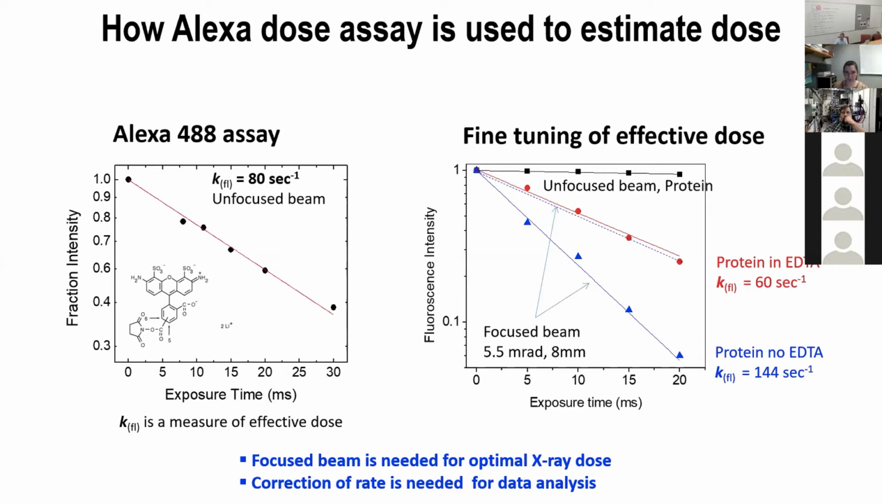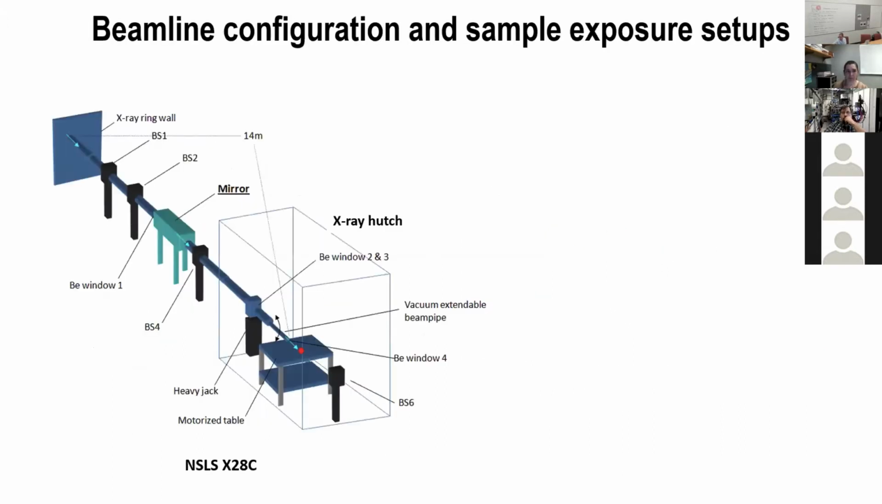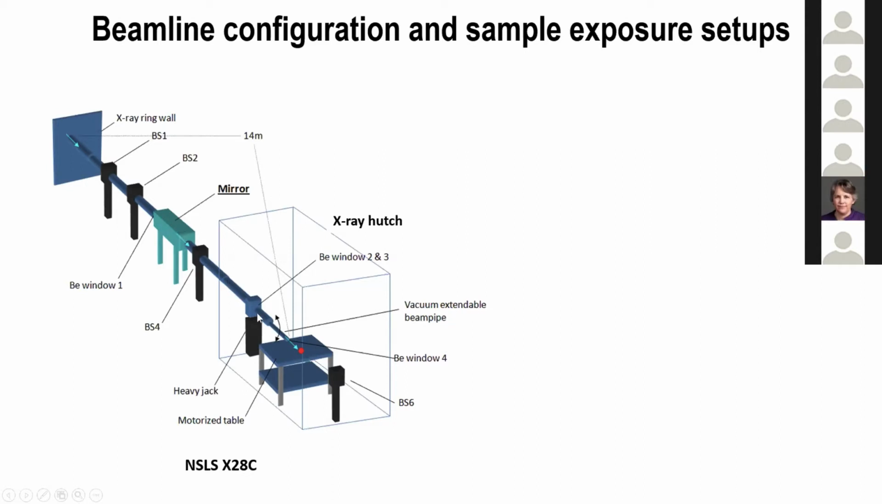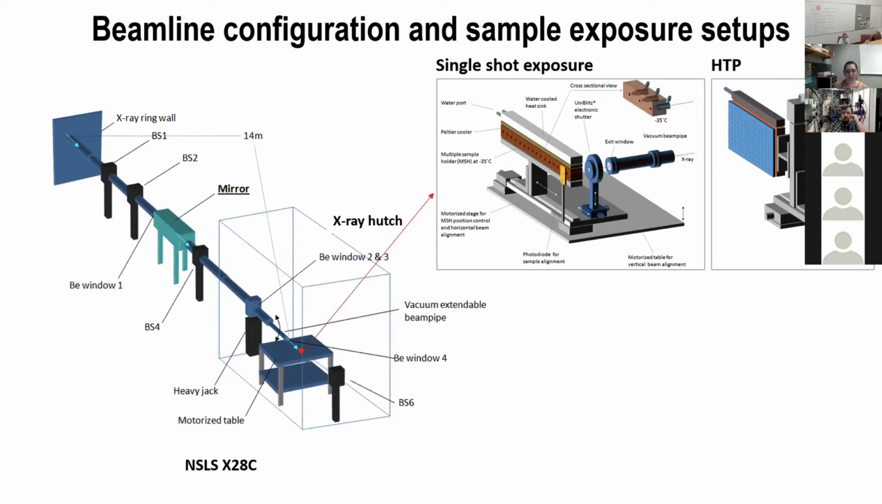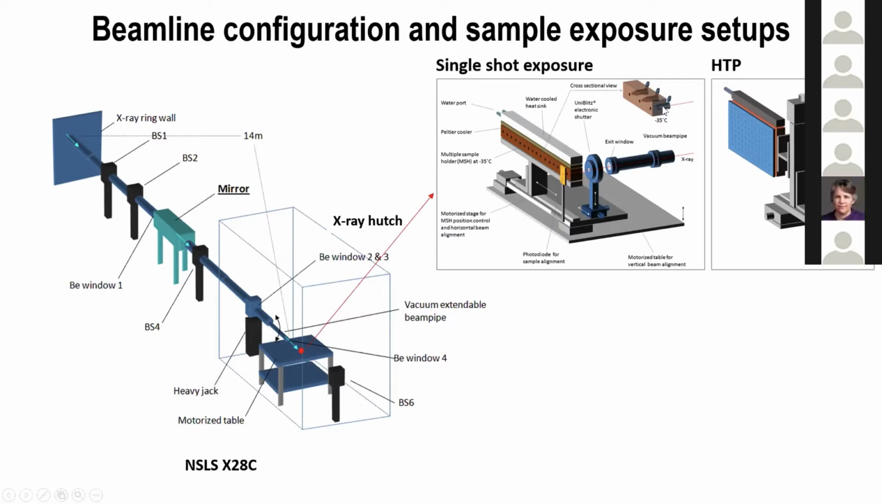But this whole process took a lot of time. Just to give an idea about what kind of beamline configuration we need, it's pretty simple. We have the beam coming out from the storage ring, and we mainly use one focusing mirror, a toroidal mirror, and that gives a focus at a certain distance on the sample at a red dot. The configuration I show here is X28C, the old NSLS beamline. There we used a multiple sample holder where you put the tube one by one, open the cap, and at the bottom of the tube, you put the sample and expose it one by one.